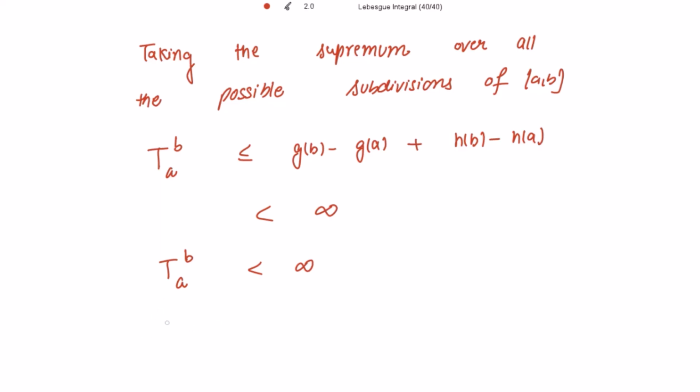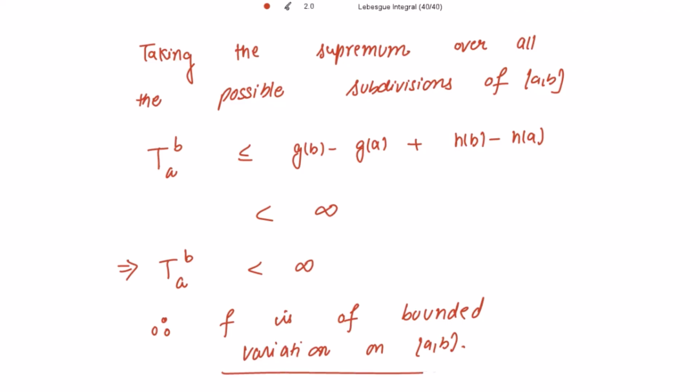And when the total variation is finite, we say that, therefore, f is of bounded variation. Then only f is of bounded variation on closed interval [a,b]. So hence we have shown the result both the ways.